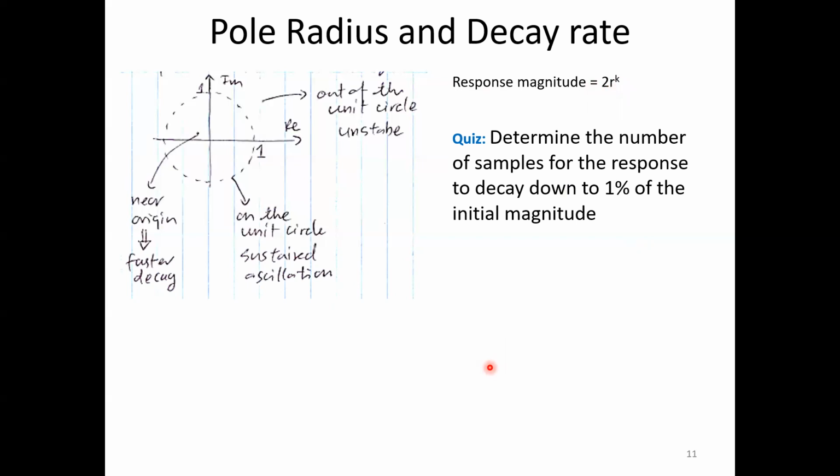So can I give this to you? A little exercise. Determine the number of samples for the response to decay down to 1% of the initial magnitude. So I would rather call this amplitude. How many samples are required for the system to decay down to 1% of the original amplitude? Take a few minutes, maybe 3 minutes max, and try to figure that out. You have the equation, response magnitude or amplitude is 2r to the k. Using that one, calculate the number of samples the response requires to take the amplitude down to 1% of the original amplitude. Give it a try.